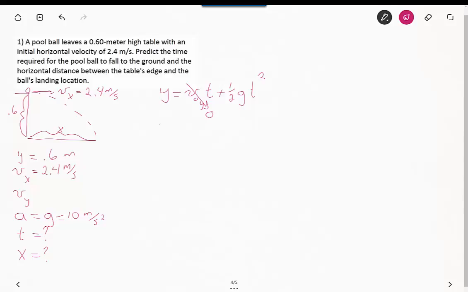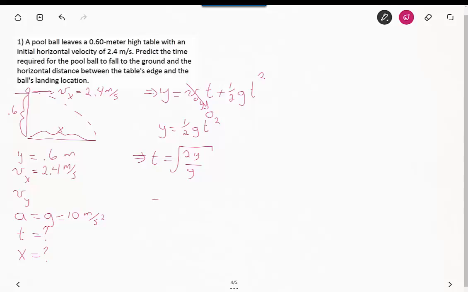Then I have that y is equal to 1/2 gt squared. I am looking for t, so I can solve this for t and find out that t is equal to the square root of 2y over g. You're going to use this format of this equation a lot in this section, so you might want to jot this format down as well as indicating that it comes from this first equation.